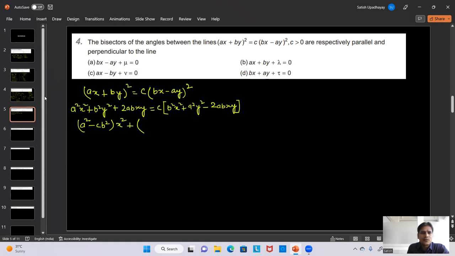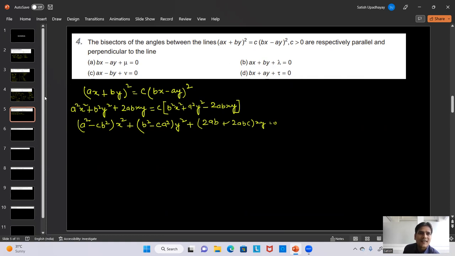Then what will be the coefficient of y square? It will be b square from this side, and from here we get c times a square, so b square minus c a square. And what will be the coefficient of xy? It will be 2ab from this side and 2abc from this side. So 2ab plus 2abc into xy equal to 0. So we have changed this equation into our standard form.